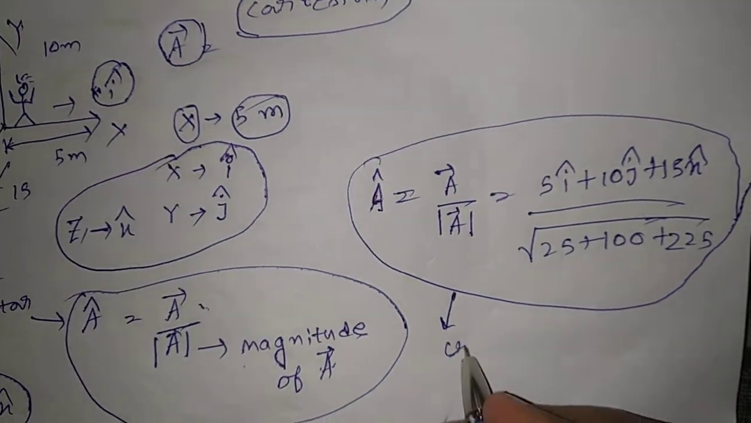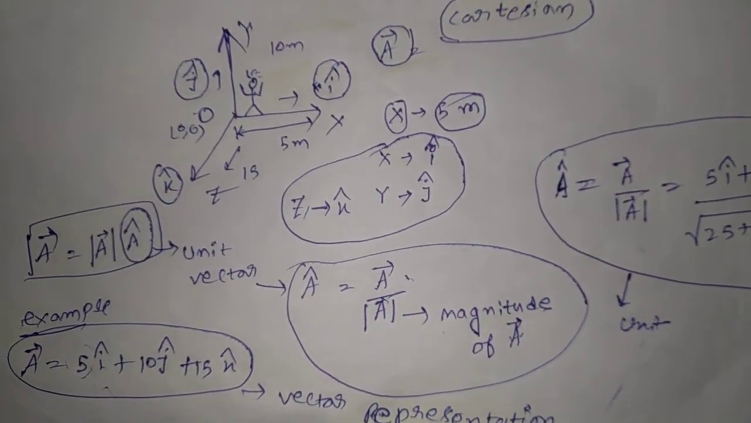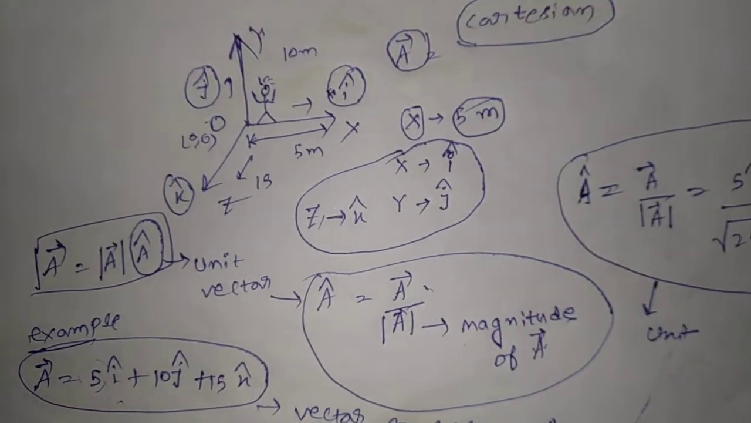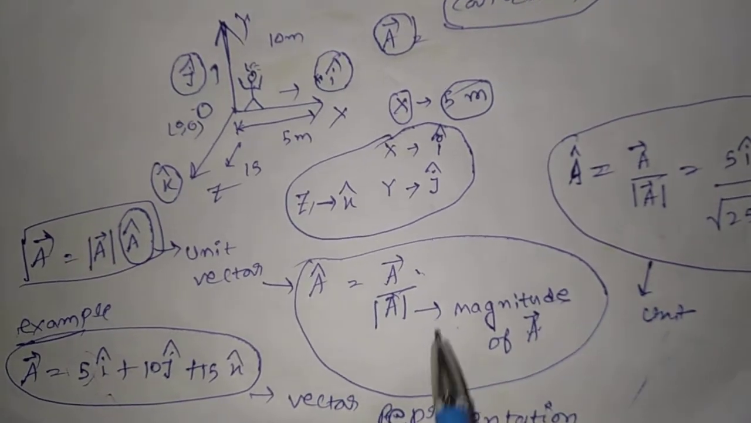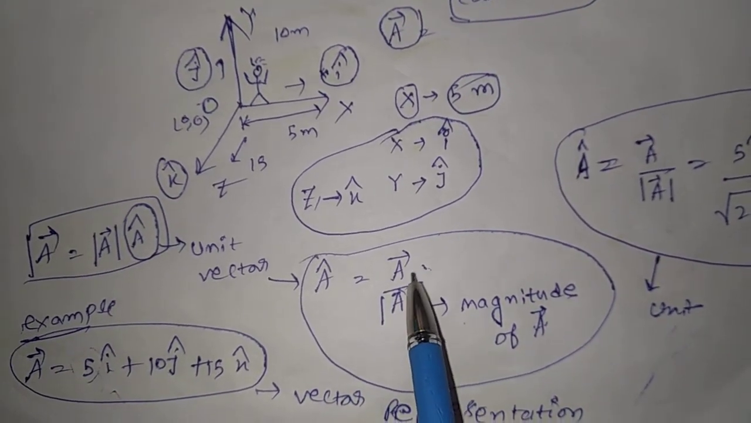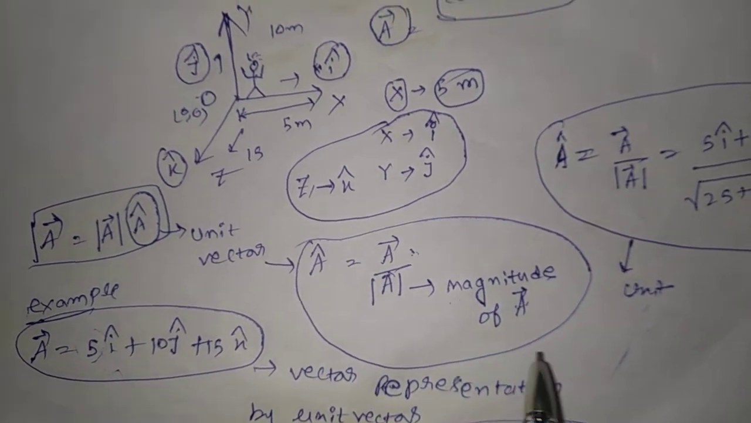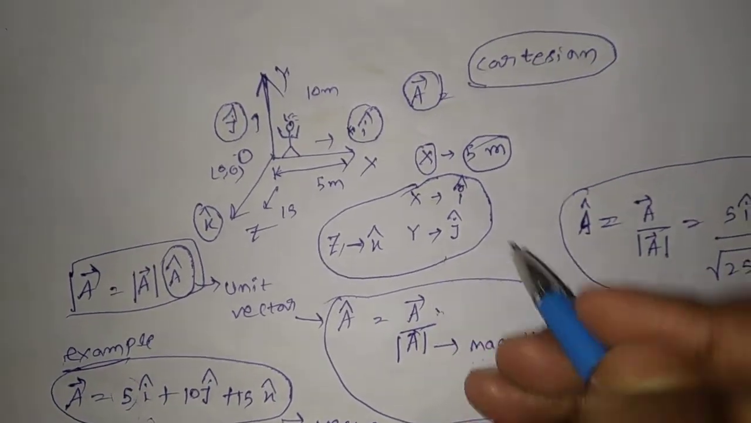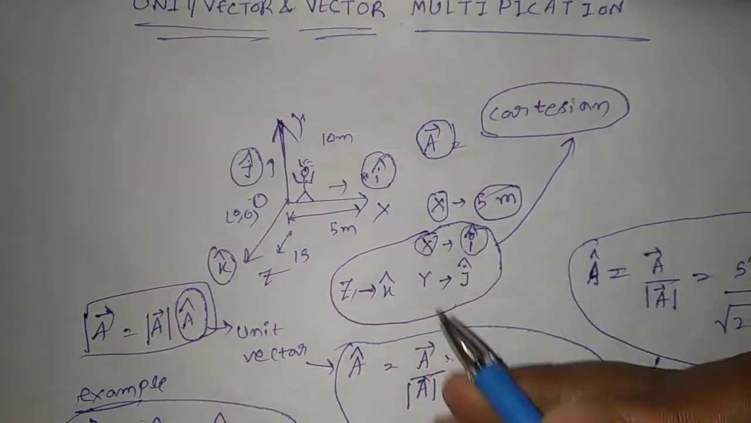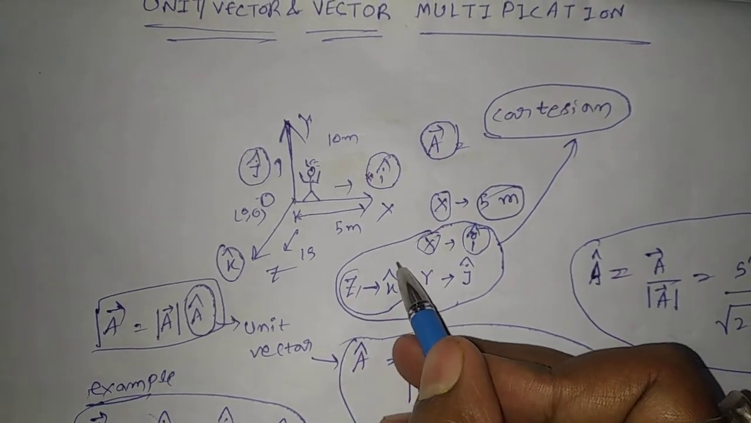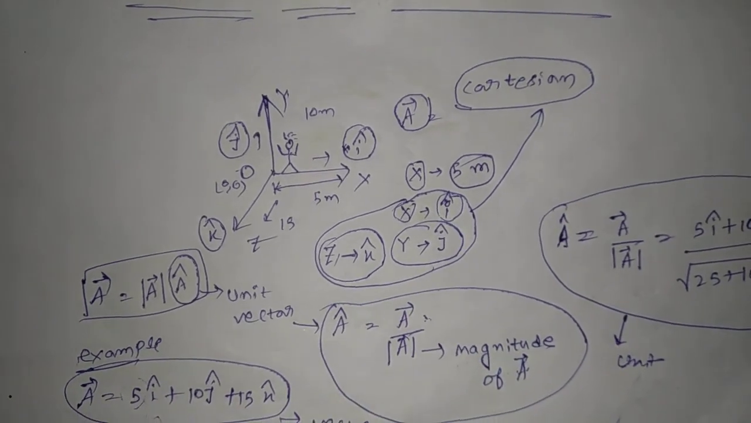So now you have to keep two points in mind. What is the definition of a unit vector? It is the ratio of the vector itself to the magnitude of that vector. And in the Cartesian system, how to represent it? Along the x-axis it is represented by I hat, along the z-axis by k hat, and along the y-axis by j hat.